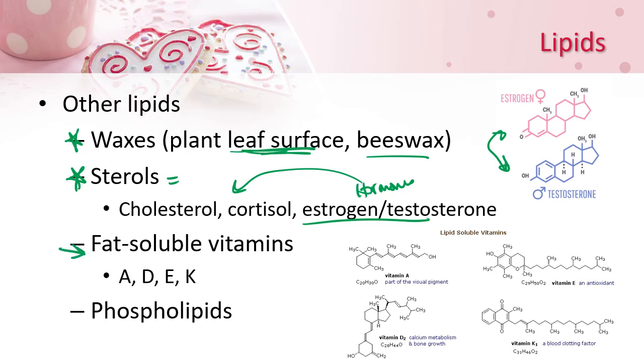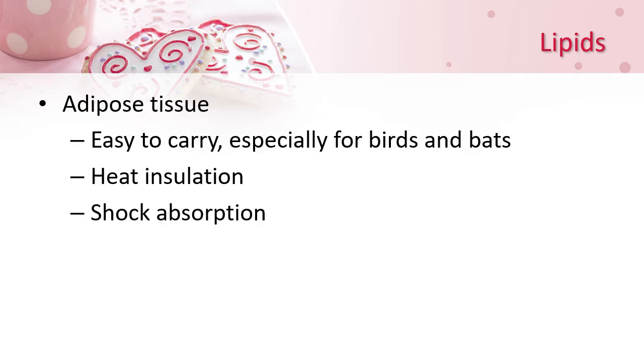We have some fat-soluble vitamins. These are all made of lipids and are super important for health. And then, of course, we have our lovely phospholipids that make up our cell membranes. A little bit more vocabulary here. So adipose tissue is fat tissue. It's our fancy scientific name for fat. What's great about adipose tissue is that it's easy to carry because we can put so many more calories. Remember, 9 calories for every 1 gram of fat.